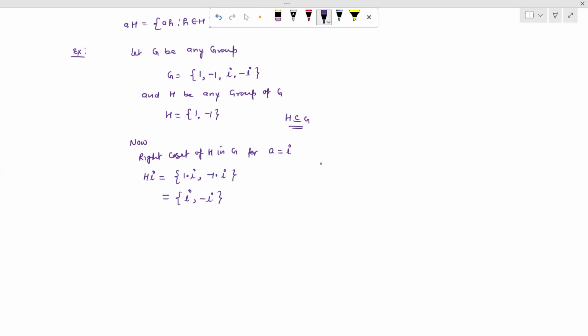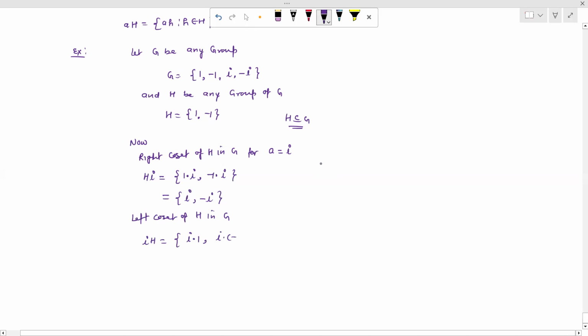Now we are calculating the left coset of H in G. For the left coset, for the same element a equal to iota, we write iota into H, which is iota into 1 comma iota into minus 1. So this also gives us iota and minus iota. So here we can see that the right coset is equal to the left coset for this particular example.